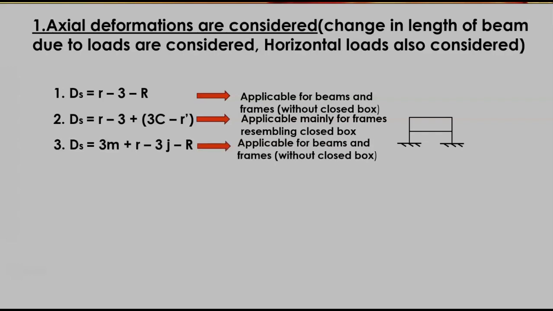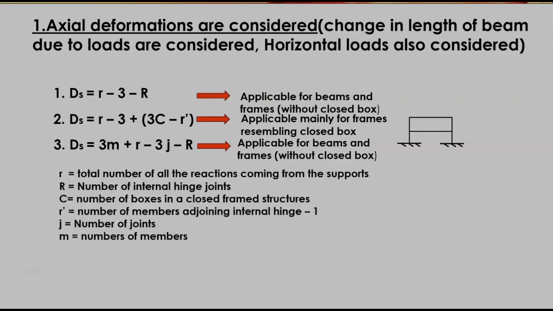So as you can see on the right side, it's a frame having a closed box. Number 3, ds equals 3m plus r minus 3j minus R. It is applicable for beams and frames without closed box, where small r is total number of all the reactions coming from the support, capital R is number of internal hinge joints, c is the number of boxes in a closed framed structure, r dash is number of members adjoining internal hinge minus 1, j is number of joints, m is number of members.